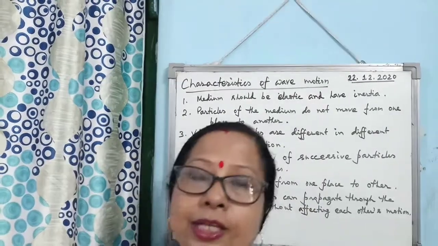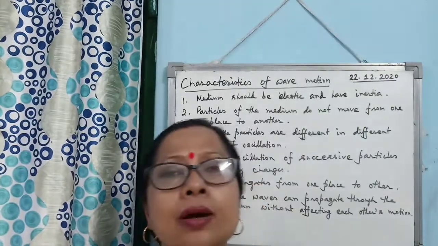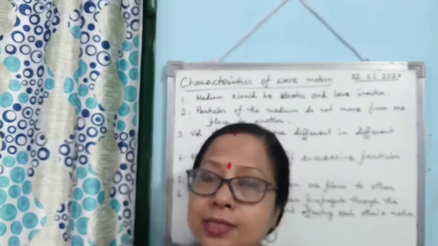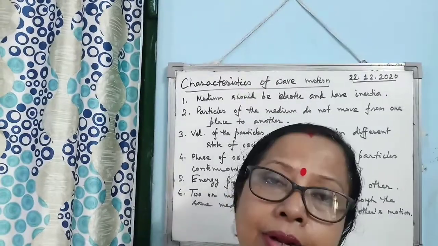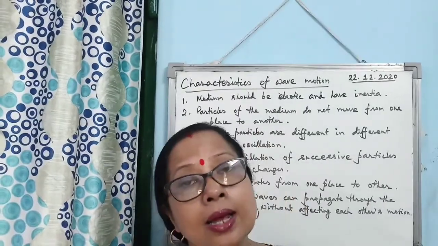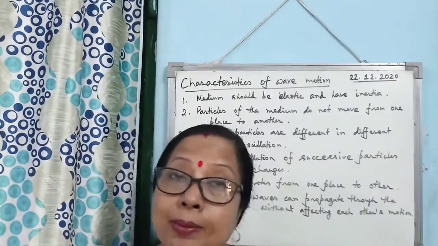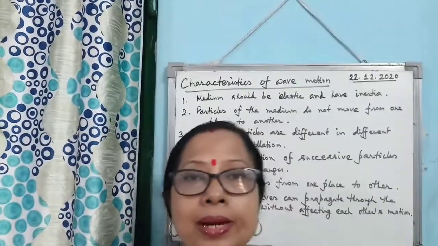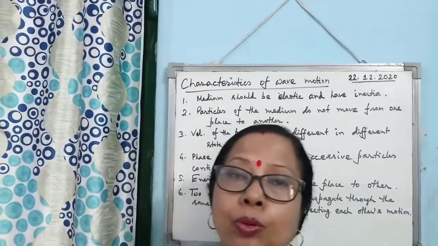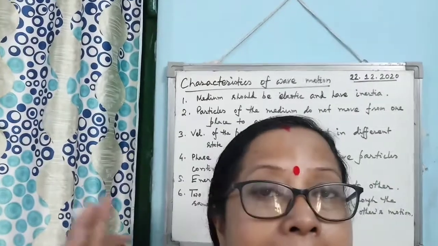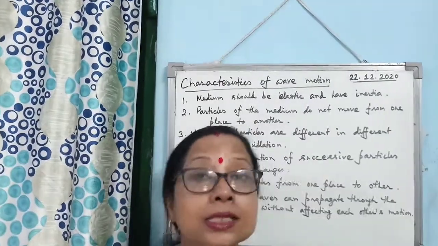And when the particles of the medium are vibrating, the velocity of the particles at different states of oscillation is different. What is the meaning? I am giving a simple example. Simple harmonic motion you have studied. We have seen that when the particles vibrate in simple harmonic motion to and fro, then at the mean position velocity is maximum, and at the extreme position velocity is minimum.